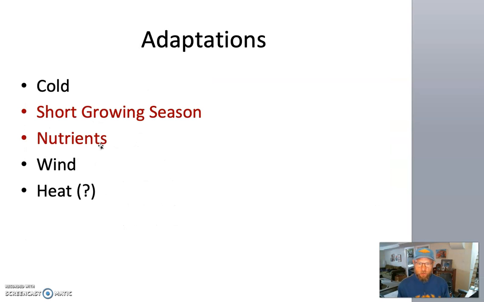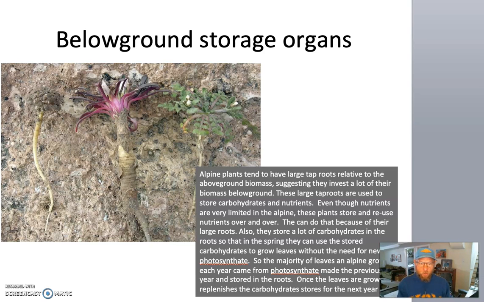Okay, let's talk about short growing season and nutrients. And I combine short growing season with nutrients here instead of cold, just because the adaptations are similar. So one of the main ones is that alpine plants tend to invest a lot of their biomass in these really large tap roots, which can be really, really long, especially compared to the small amount of biomass above ground.